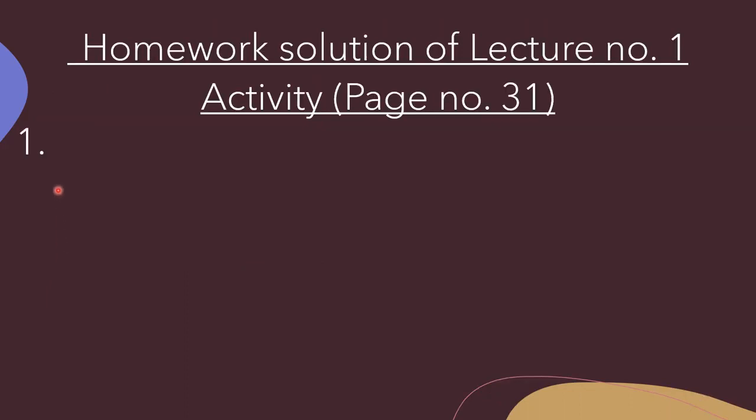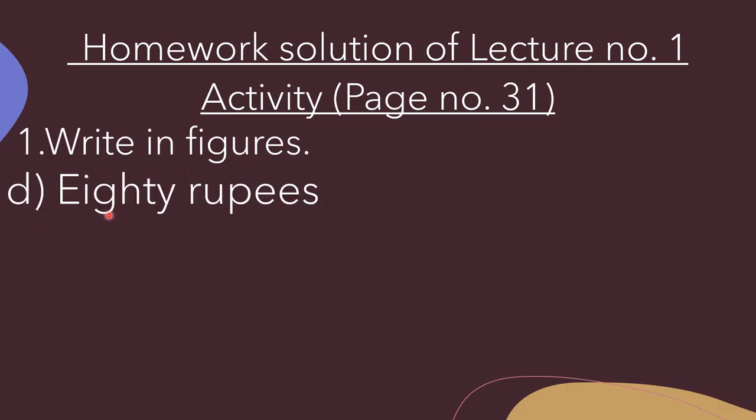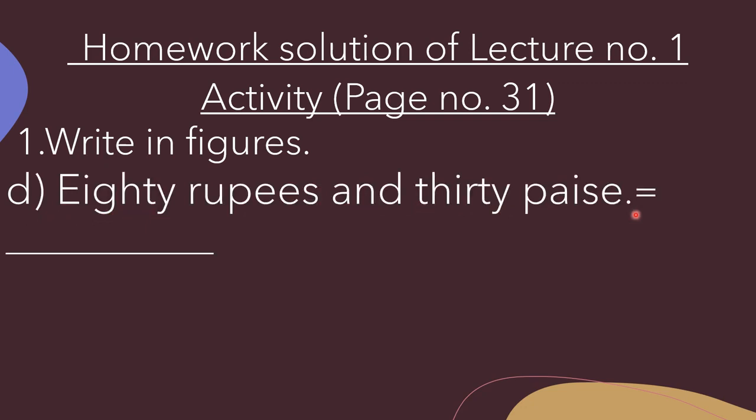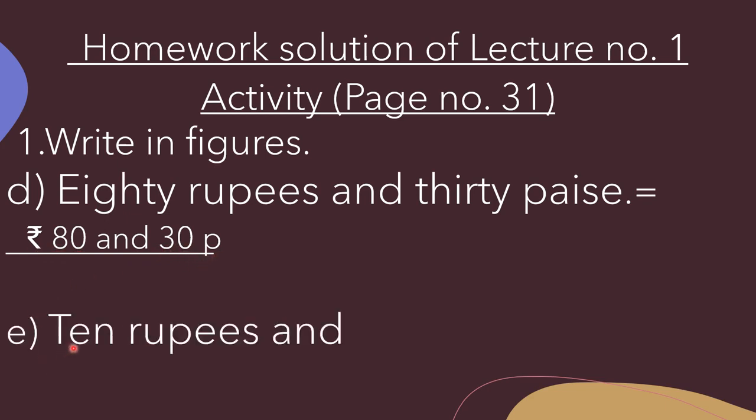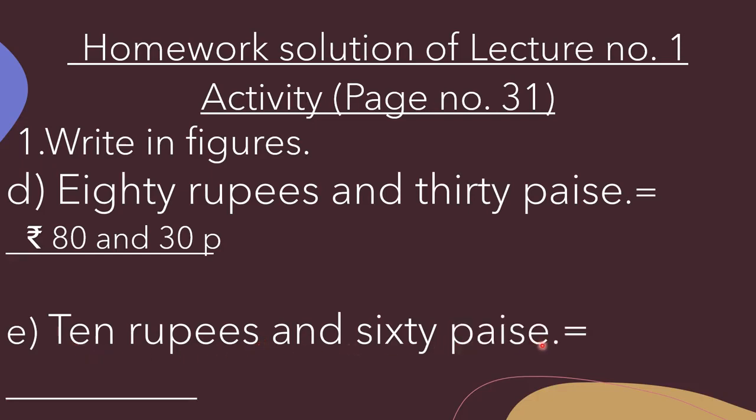Now beta, activity of page number 31. It is given in question number 1, write in figures. So here beta, in D part we have been given 80 rupees and 30 paise. It is given in words and we have to write it in figures. So how can we write it? Rupees 80 and 30 paise. Here we will write the symbol of rupee, then 80, and 30 with P for paise. And in E part also we have to write in figures 10 rupees and 60 paise. So how can we write rupees 10 and 60 paise? Like this.